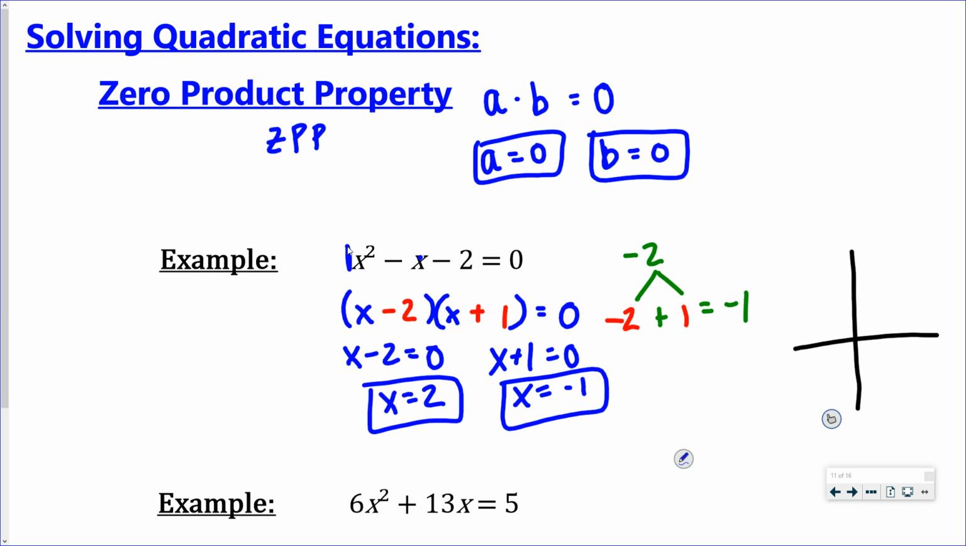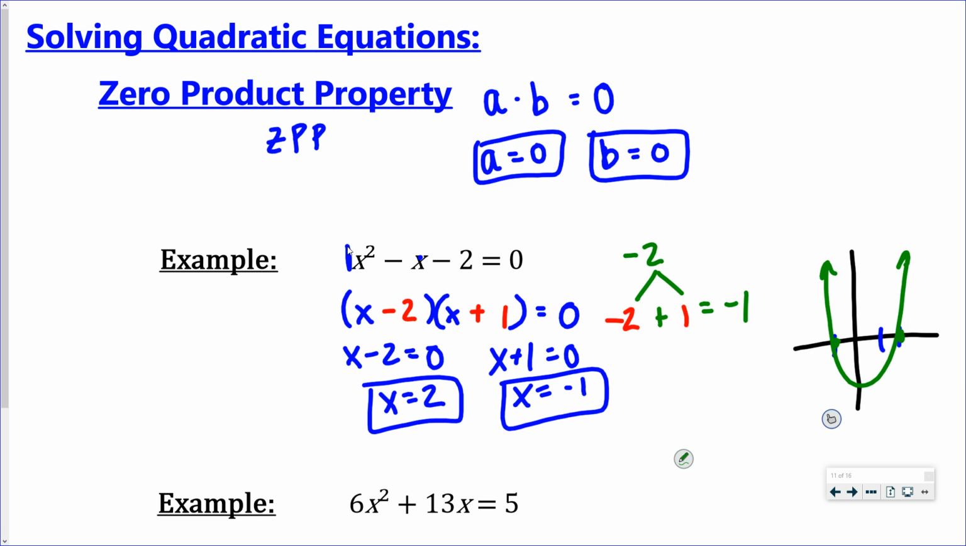This would cross my x-axis at -1 and at 2. That's what you guys just found. And that's what the last slide is kind of talking about. Those solutions on a graph are your x-intercepts. Okay? So, when you're asked to just factor an expression, you stop here.